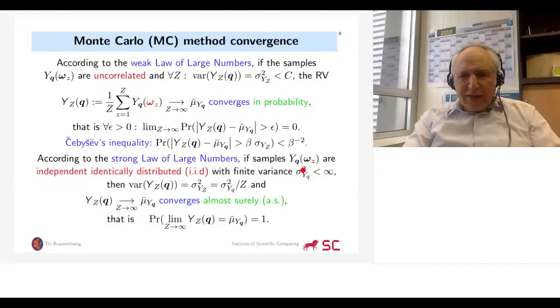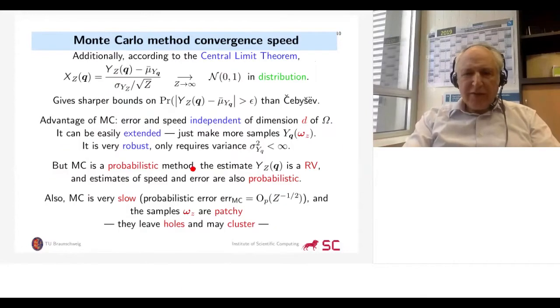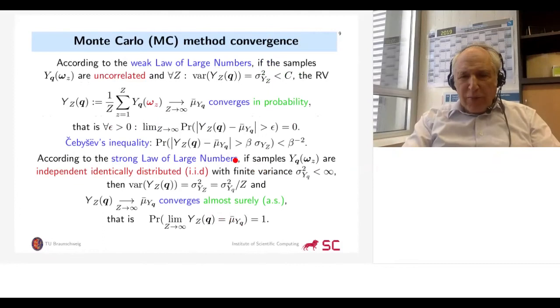Now, if we take the samples a bit more carefully, namely independent and identically distributed, okay? And then we assume that they have finite variance, then we can immediately say what the variance of this is. It's just the variance of these divided by Z, okay? Because it's the sum, the average of them, okay? Then this converges almost surely. That means the probability that it converges is 1, okay? So it's much better than this here. Okay? And this was the law of large numbers, which tells us this here.